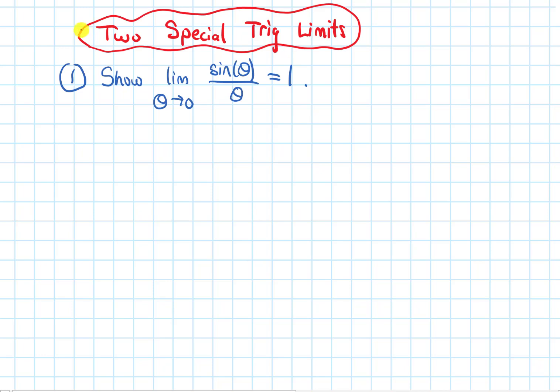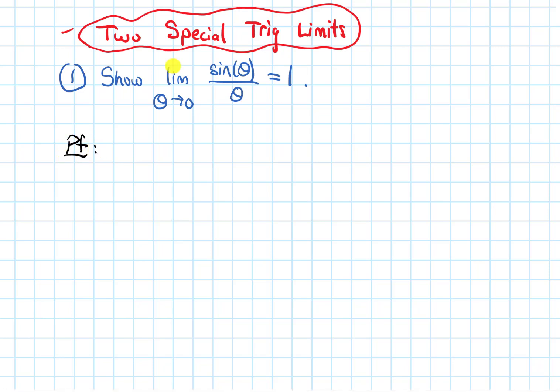In this video, we will show two special trig limits. So the first limit is the limit as theta approaches 0 of sine of theta over theta equals 1. And I want to show that this is true. So we're going to give a proof of this.